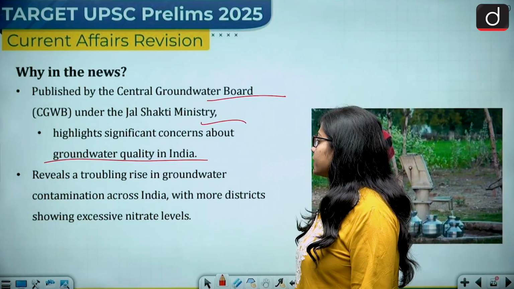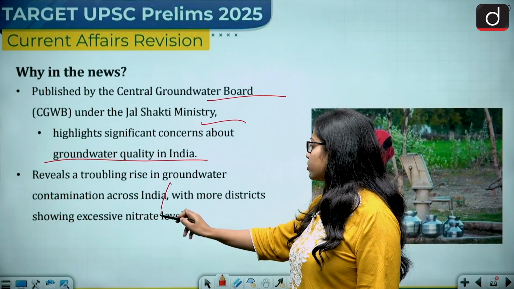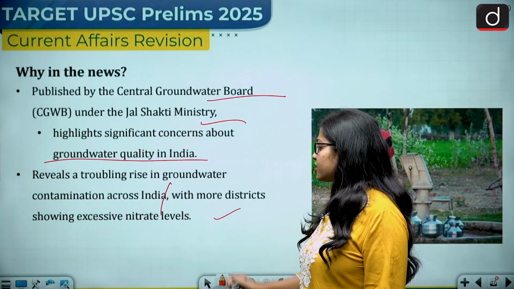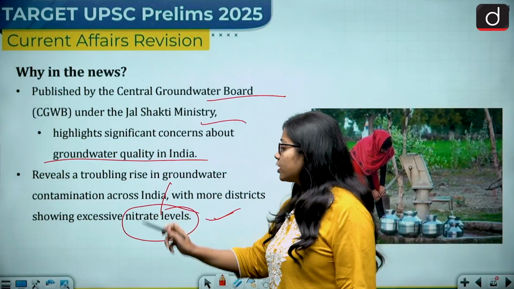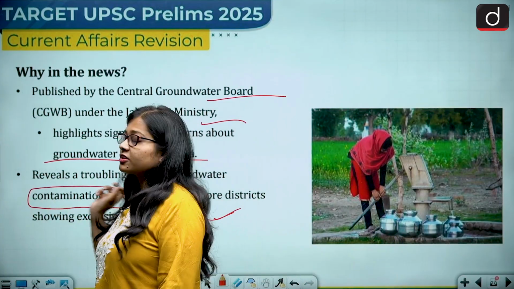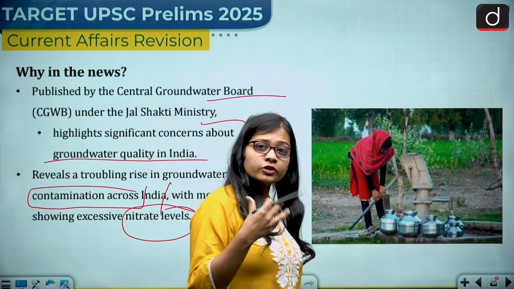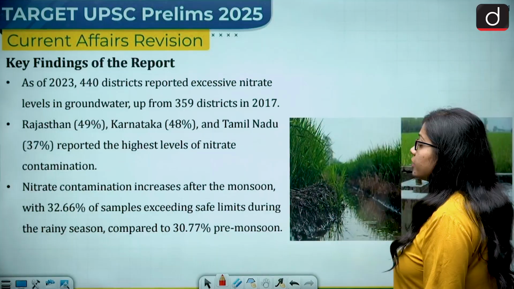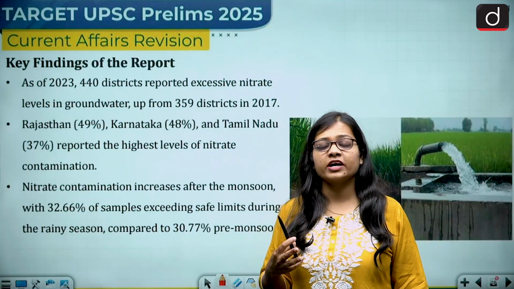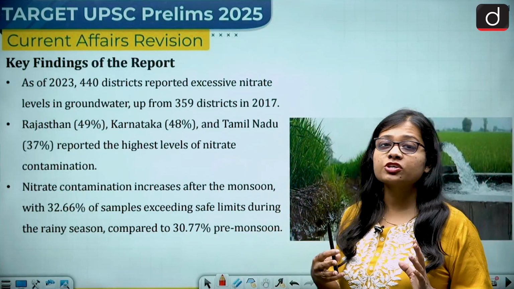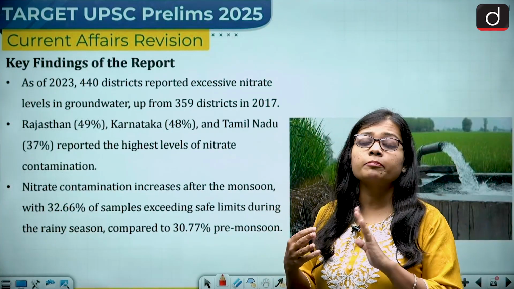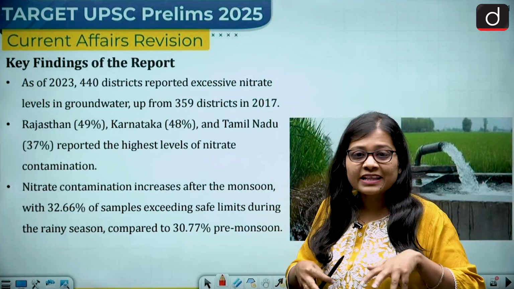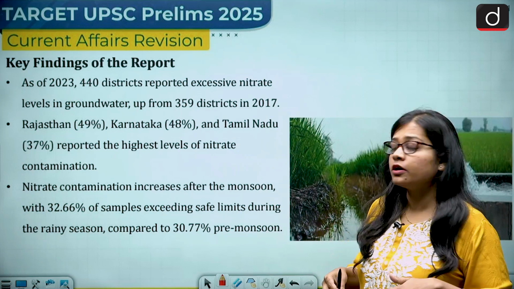Then it reveals a troubling rise in groundwater contamination across India, with more districts showing excessive nitrate levels. Now contamination is a problem, and this contamination can be with regard to nitrate, fluoride, uranium, mercury. If the amount of contamination goes high, then this creates a problem with regard to the health of the individuals who are consuming that water.